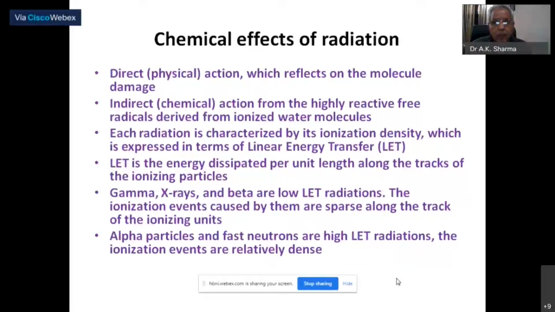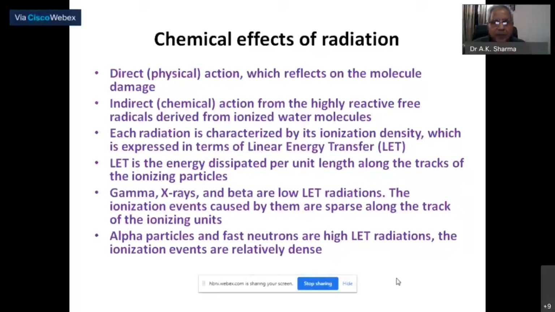Now, when radiation interacts with a living organism or a living cell, there are two types of interactions. One is the direct interaction, or direct action, as it is called. It may be called direct physical action because it is direct deposition of energy on the molecule, and because of this direct deposition of energy, there is a direct effect which may damage the DNA or molecule.